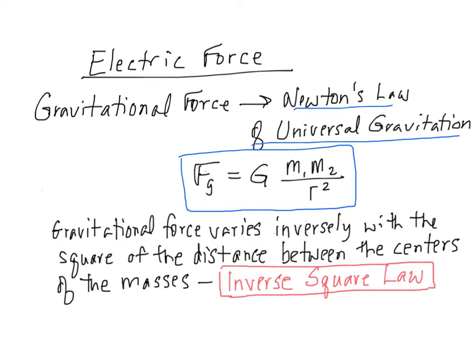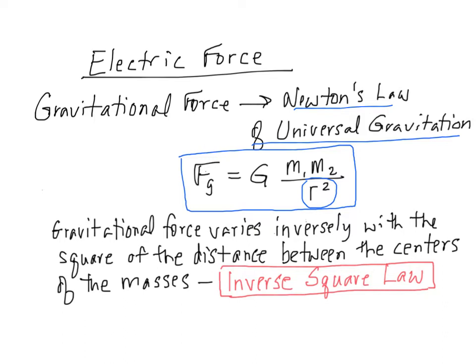If you know the masses of two objects and the distance between their centers, which is the r, and the universal gravitational constant, big G, that's true for any two masses in the universe: they have an attraction between them. I want to point out that the gravitational force varies inversely with the square of the distance between the centers of those two masses. That's this r squared term down here in the denominator.